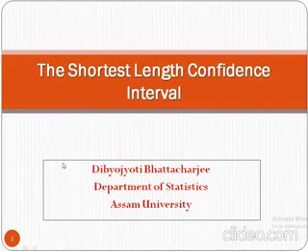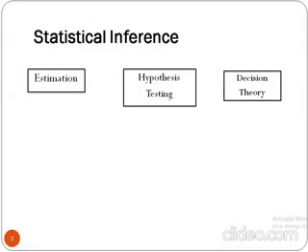Good day friends, today we are to study about the shortest length confidence interval. Now, before we take to this, we take a quick look and a short journey to statistical inference. Statistical inference, as you know, has three broad divisions. They are estimation, testing of hypothesis, and decision theory.